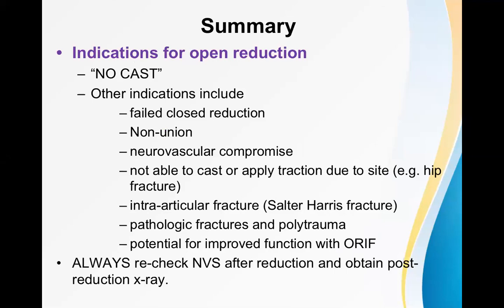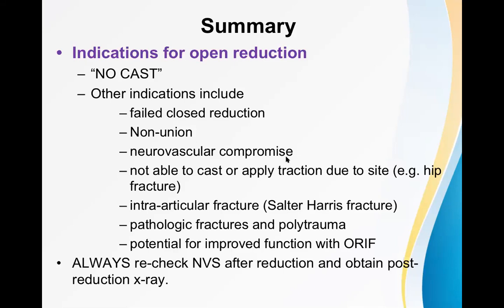Now, these are the indications for open reduction. Open reduction is a type of surgery, so we all know that. Which are the indications? One, if the patient is not opting for a cast, if the patient says, I don't want any cast on my limb, go for open reduction. Other indications include failed closed reduction. We have tried closed reduction, but it failed. Non-union of a fracture, open reduction and internal fixation is the best choice.